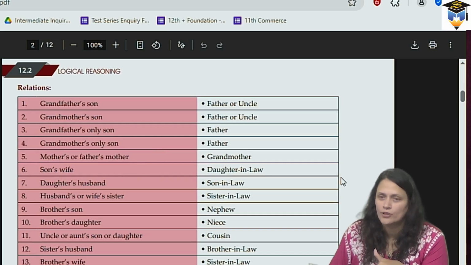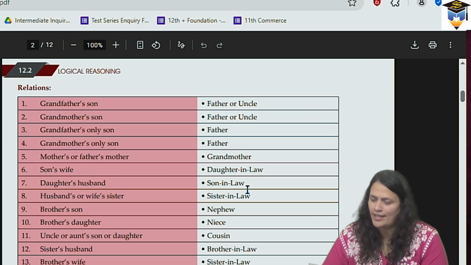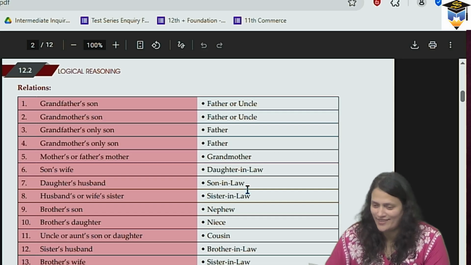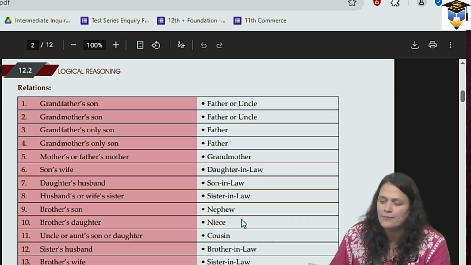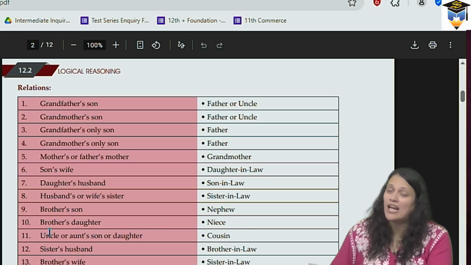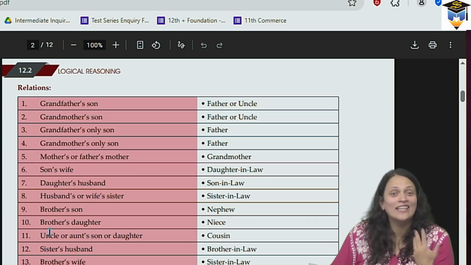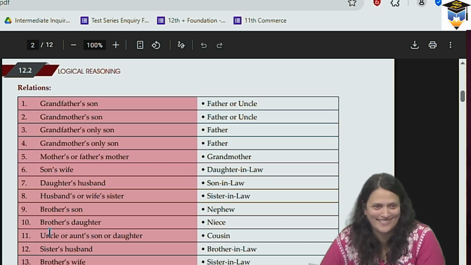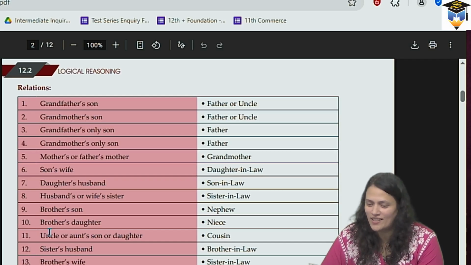Son's wife is daughter-in-law. Daughter's husband is son-in-law. Correct. In Marathi, Zavai. In Hindi, Jamai. Correct. So next, brother's son is your nephew. Brother's daughter is niece. What do you call nephew and niece in Marathi? And what is your uncle or aunt's son or daughter called as? Putanya. What do you call that in Hindi? Chacha? No, I don't know.